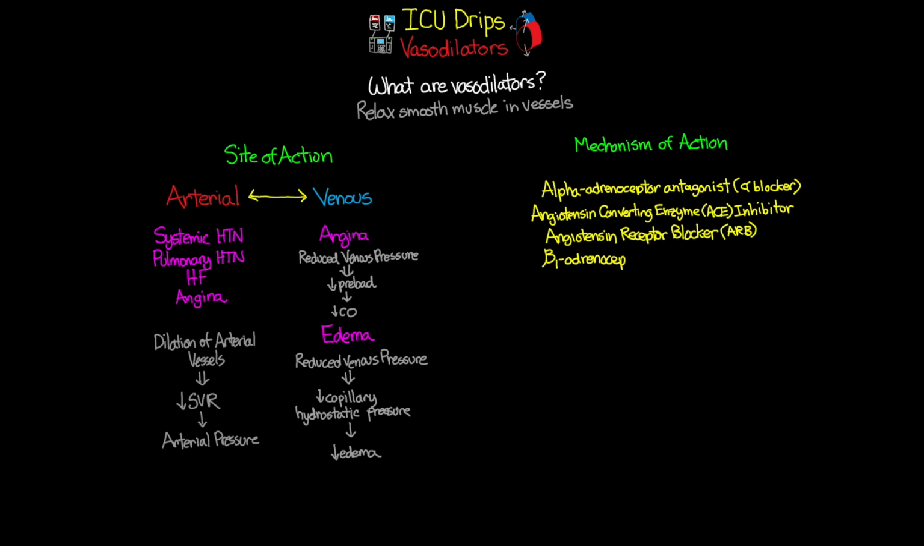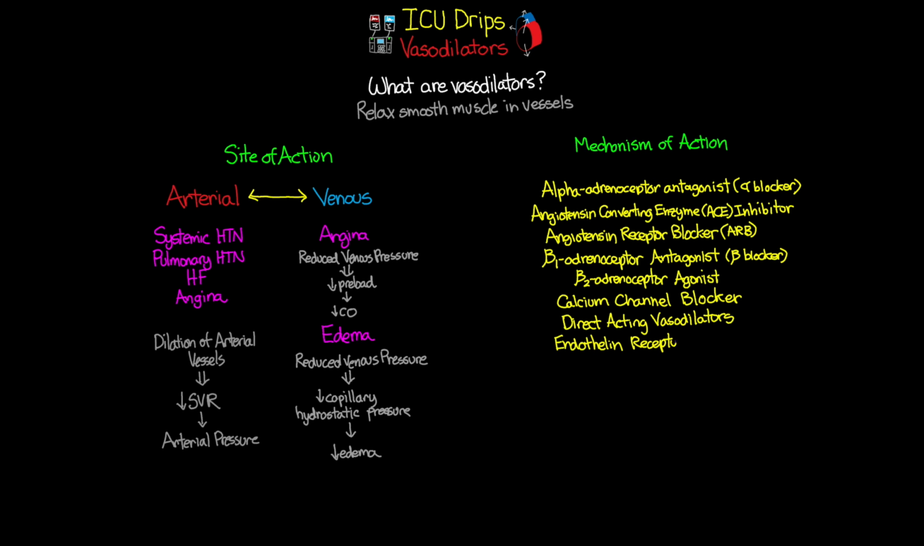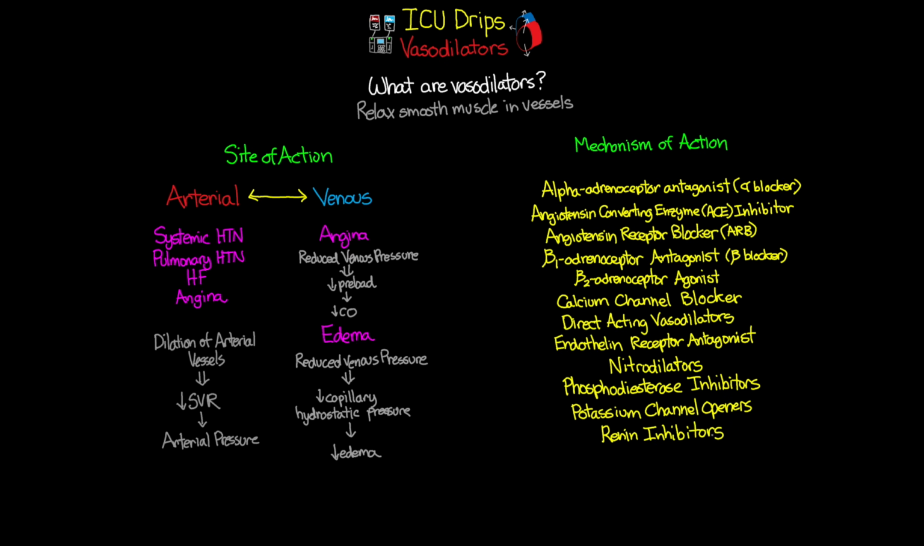Next we have Beta-1 adrenoceptor antagonist, or beta blockers. Then we have the Beta-2 adrenoceptor agonist, or Beta-2 agonist. Then we have calcium channel blockers. We have direct-acting vasodilators, endothelin receptor antagonist, nitrodilators, phosphodiesterase inhibitors, potassium channel openers, and renin inhibitors. So as you can see, a pretty extensive list of classes when we look at these medications by mechanism of action, although the majority of these you probably have heard before and you're used to a lot of the medications that fall within these classes.